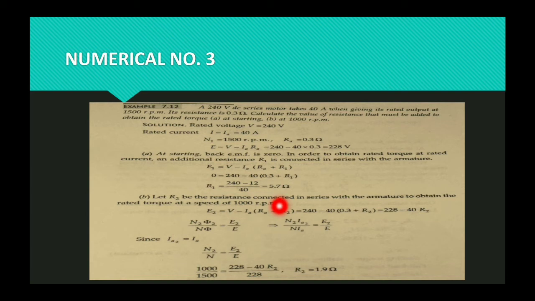And when the motor is running at 1000 rpm, we have to find the value of the armature resistance. In that condition, let R2 be the resistance connected in series with the armature to obtain the rated torque at the speed of 1000 rpm. So E2 equals V minus IA into (RA plus R2). With V equal to 240 volt, minus 40 into (0.3 plus R2), E2 equals 228 minus 40 R2.